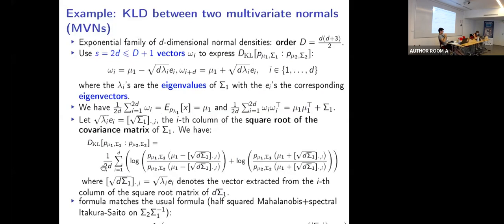And this is exactly an identity with the usual formula for the KLD between two normal distributions, which is a half squared Mahalanobis distance plus a spectral Itakura-Saito distance based on the eigenvalues of this matrix.